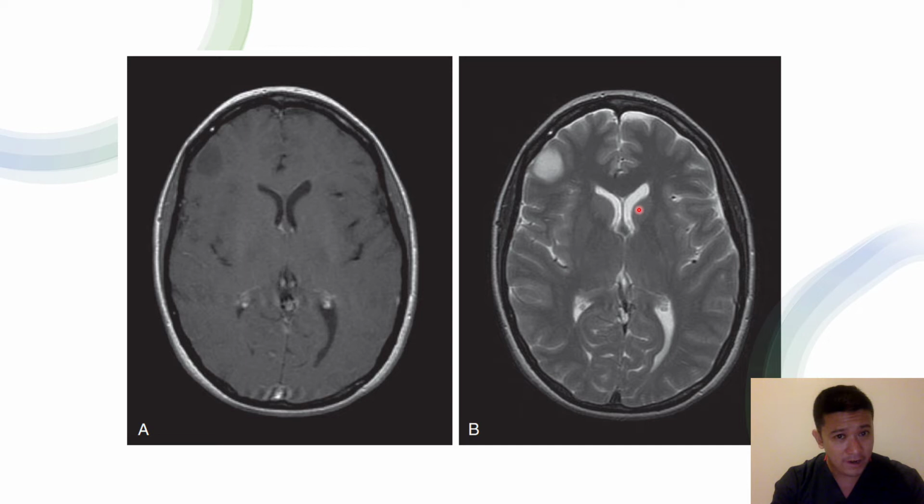Water is white in T2. So this is your CSF. So it's white, and water is dark on T1. So this is your CSF. It's dark. So on T1, it's a hypo-intense lesion. This is a low-grade glioma. On T2, it's hyper-intense. Quite simple like that.